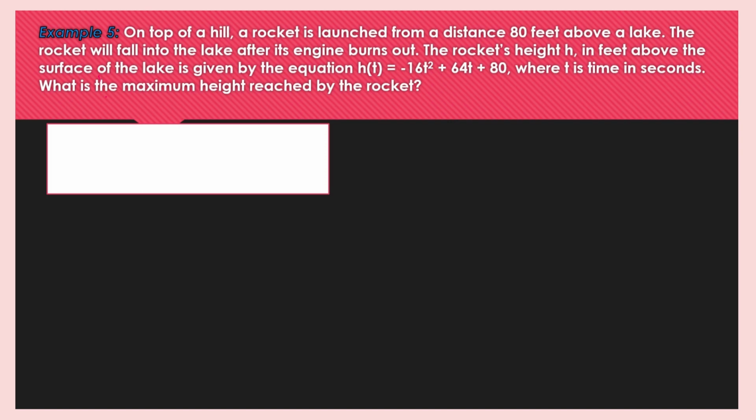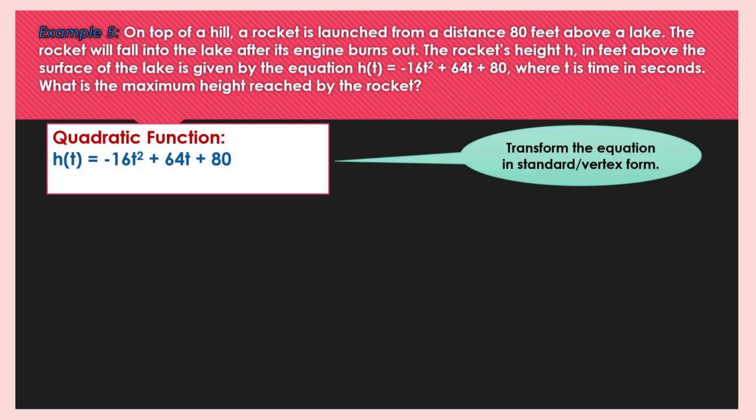The equation of the quadratic function is h of t is equal to negative 16t squared plus 64t plus 80. So transform the equation into standard or vertex form. I use here the completing the square method. I factor out the negative 16, and what is left inside the parentheses is t squared minus 4t. Then outside the parentheses, plus 80.